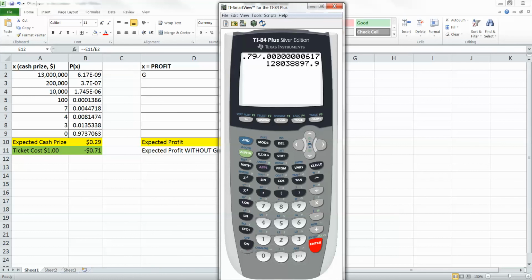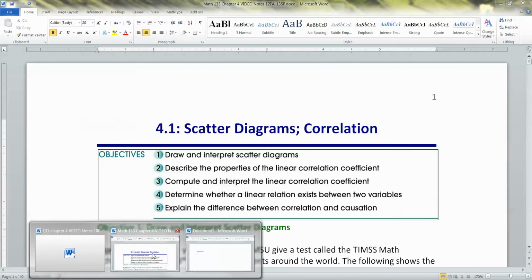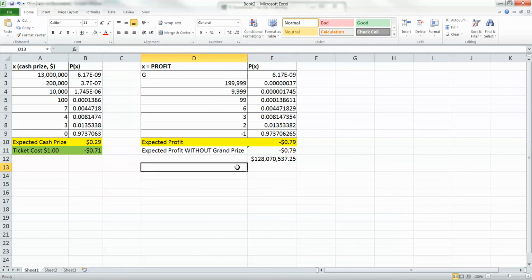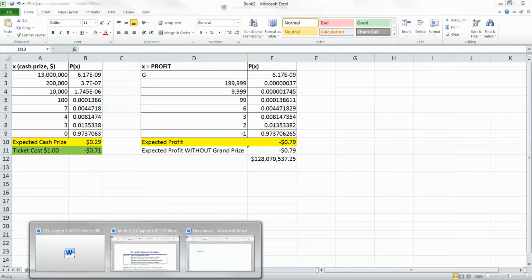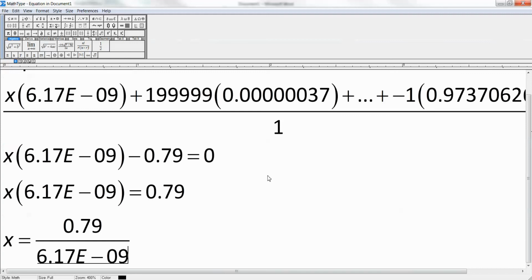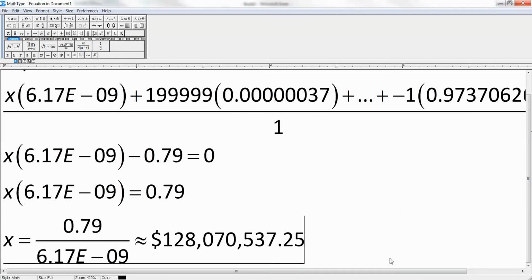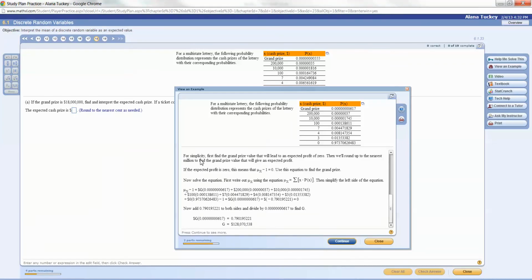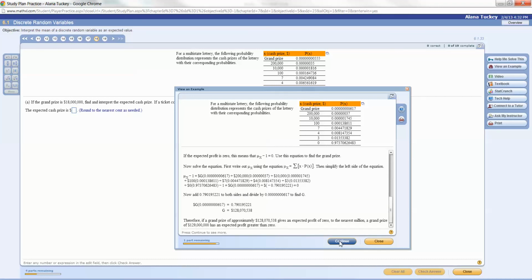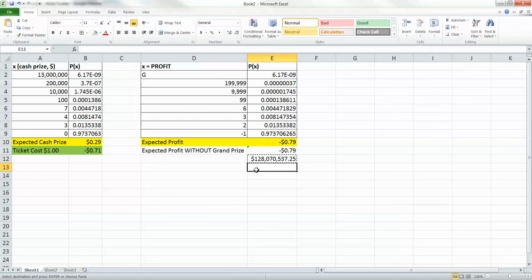So it's kind of an algebra equation. You make a big, huge equation and you solve it for your X value. So there it is. Now remember they said they wanted it to the nearest million. Oh, see, look, we got the same number they did, 128,070,538. That's what we got. But then you got to round it because they want the nearest million. So that would be 129,000,000, right? You'd round it up, to the nearest million.